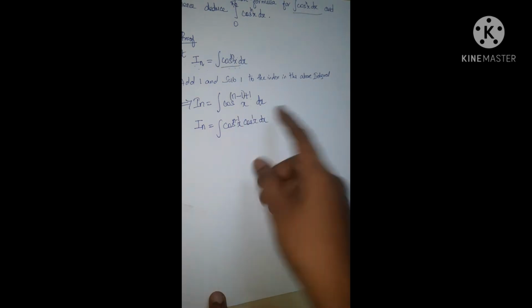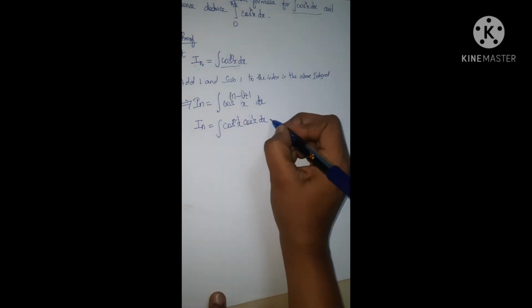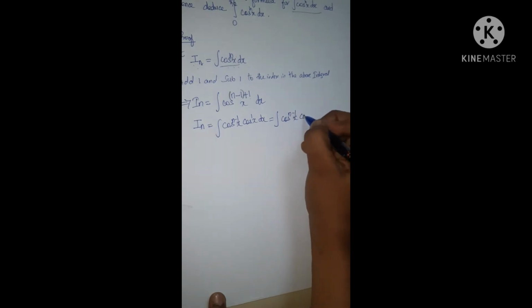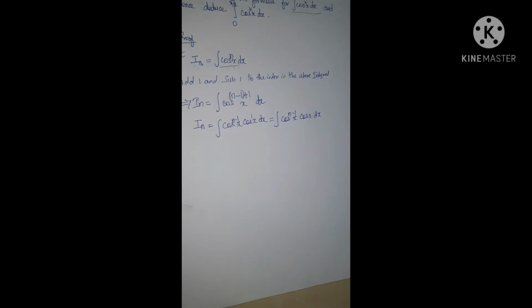So what is cos power 1x? It is simply cos x. So this I can tell is integral cos power n minus 1x times cos x dx, since cos power 1 is nothing but cos x. This becomes my I_n. What is the next step?